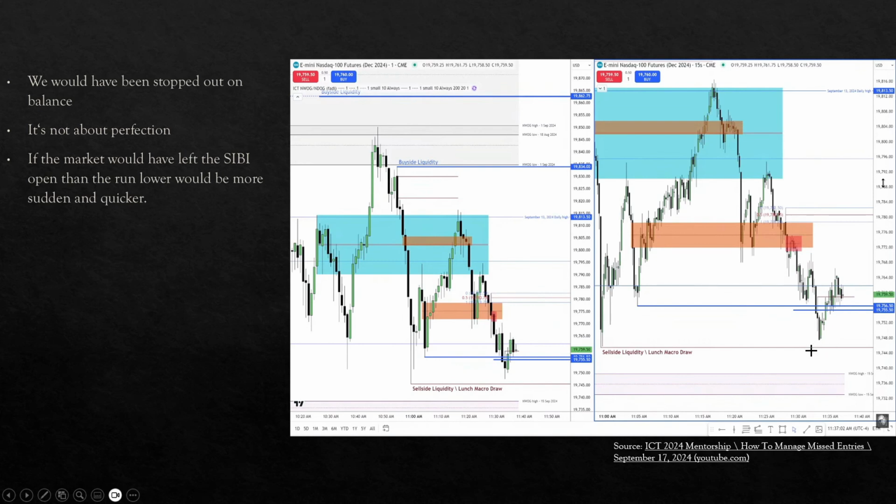The key takeaway: it's not about perfection. If the market would have left the CB open right here, if we wouldn't trade to the volume imbalance and close in the CB, then the market would run lower and be more sudden and quicker in the delivery of price action. And now we had this back and forth, which was not nice.